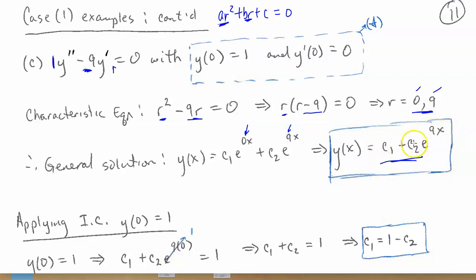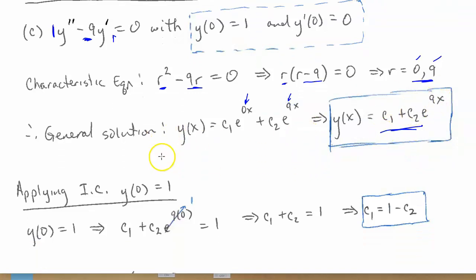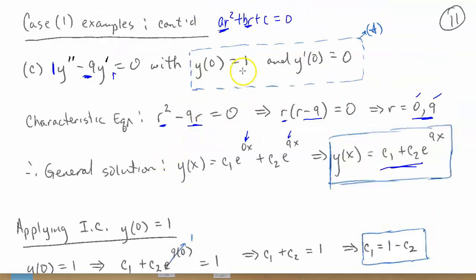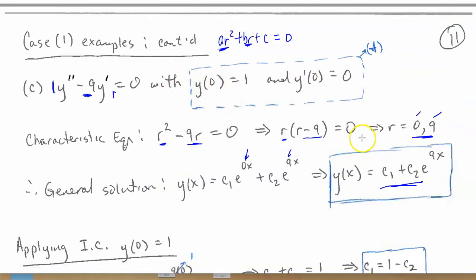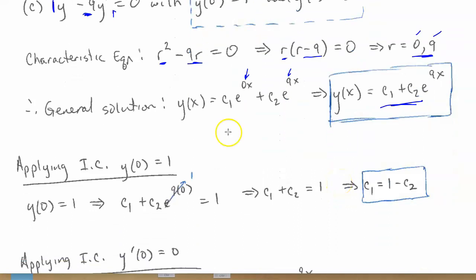Here's our general solution. And so from there, if we apply the first initial condition, we see that wherever we see x, let it be 0. And of course, let y of x itself be equal to 1. So when we do all of that, plug in 0 here into the second term. And of course, e raised to the 0 times anything is just e raised to the 0, which is 1. And ultimately, this means that c1 plus c2 is equal to 1. So here, c1 is equal to 1 minus c2.